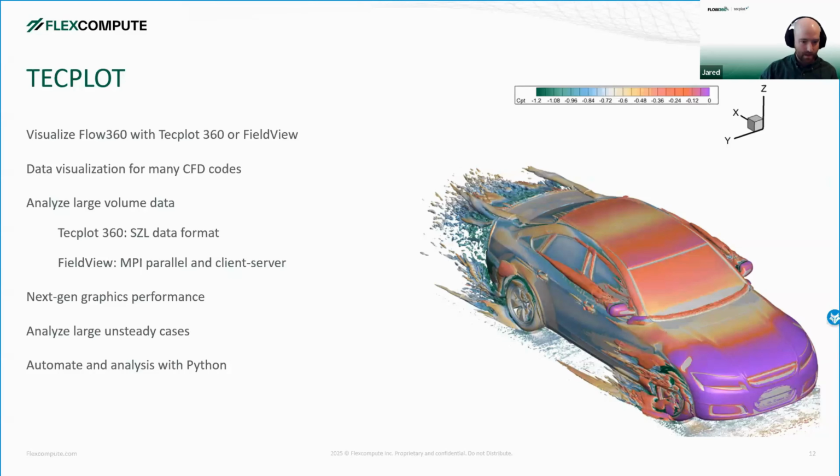FieldView does this with MPI parallel and a robust client-server architecture. And then more recently, both Tecplot 360 and FieldView are getting a new graphics engine for faster rendering, leading to considerable speed improvements, especially for large and complex data sets. I'll then explain how Tecplot 360 now handles large unsteady cases. And then when you need to automate your work with Tecplot 360, you can use the PyTecplot Python API.